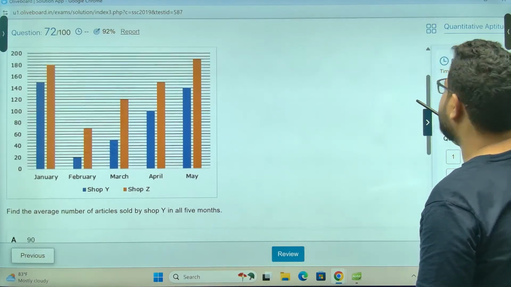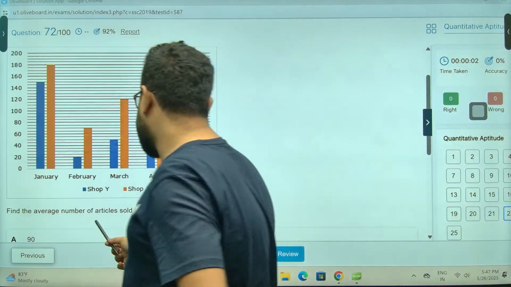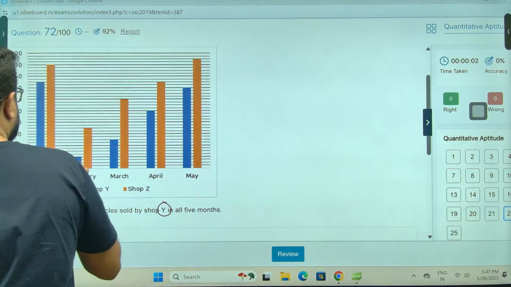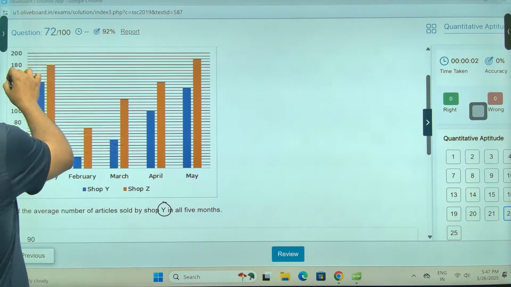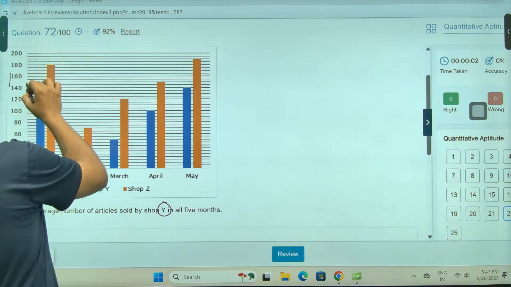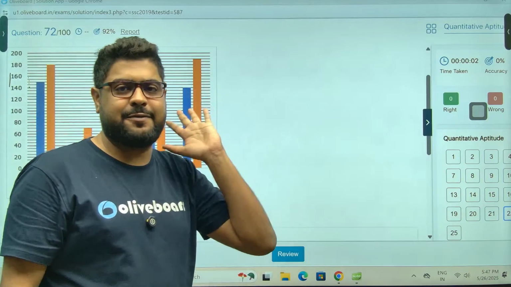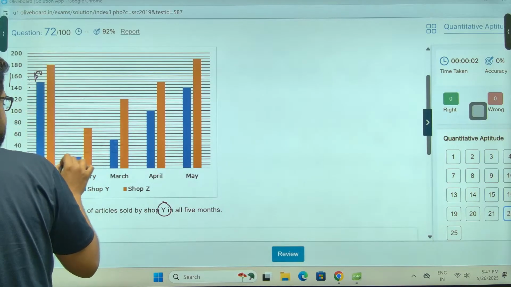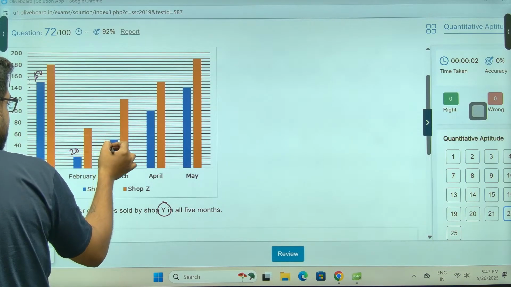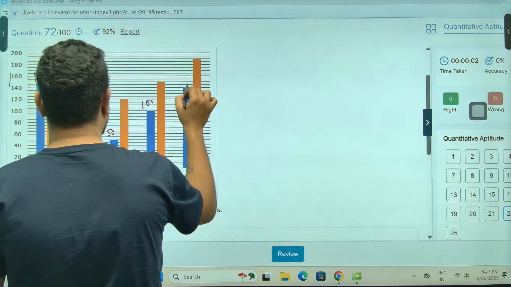The following bar graph shows items sold by 5 shops in 5 months. Find the average number. Sir, first things first, the gap is 20. How many gaps in between? 1, 2, 3, 4. Meaning 4 gaps of 20, so every gap is 5. So this value is 150. This value is 20. This value, 2 less, meaning 50. This is 100. This is 140.